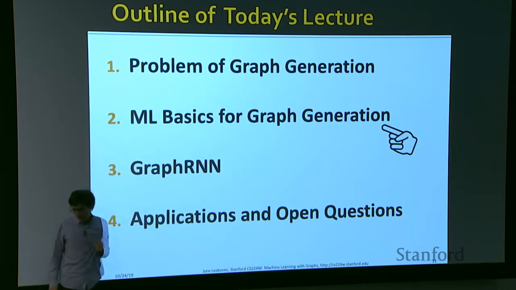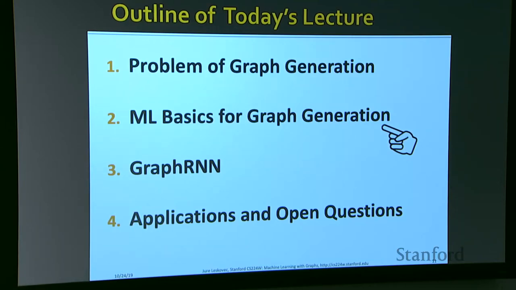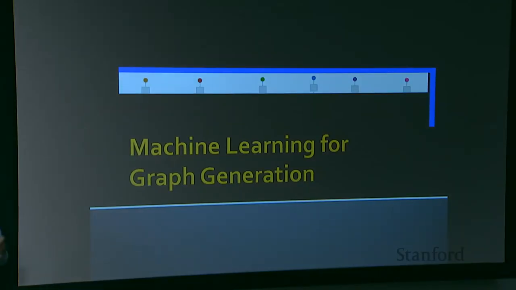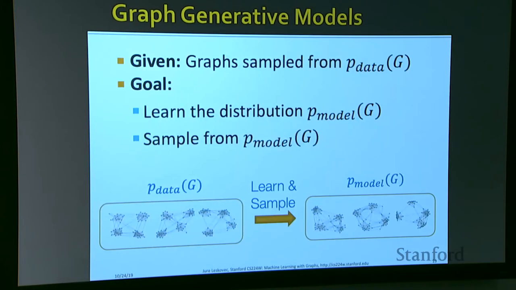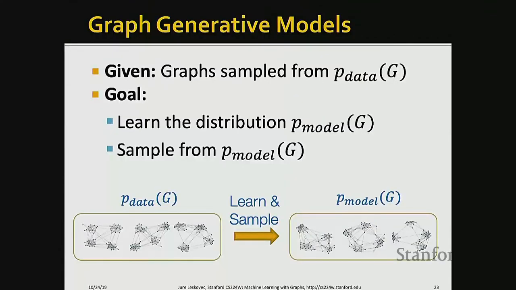Let me now tell you some fundamentals of graph generation. Okay? So what are we trying to do? How are we thinking about this? The way we think about this, we are given a set of graphs, and this set of graphs is coming to us from some data distribution. If I have a set of molecules, then the data distribution is the distribution of molecules that appear in the real world, and I'm getting some samples, some subset of those I get to see.